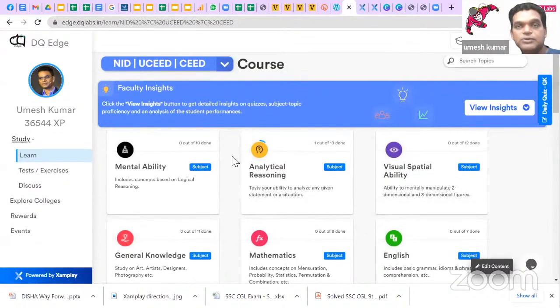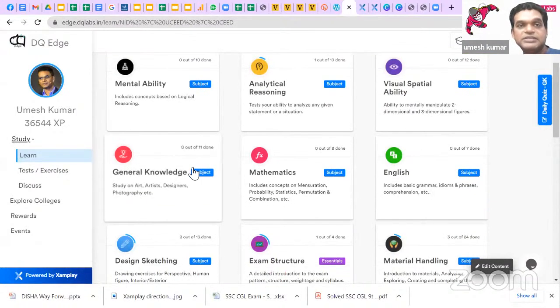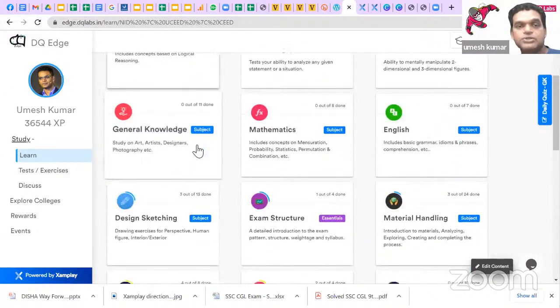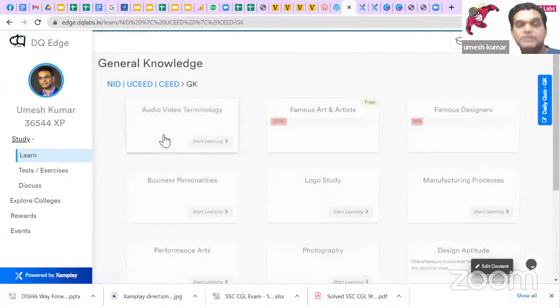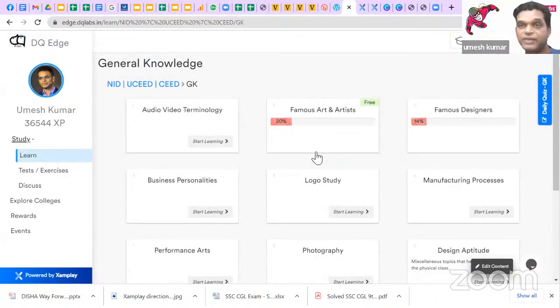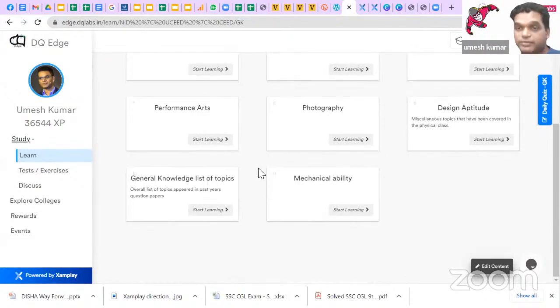If you are able to see my screen, I am under the NID UCEED course. You see this general knowledge. These are the various topics an aspirant should fundamentally know. If you are knowing beyond this information, absolutely fine. But at least this basic information you should be knowing.